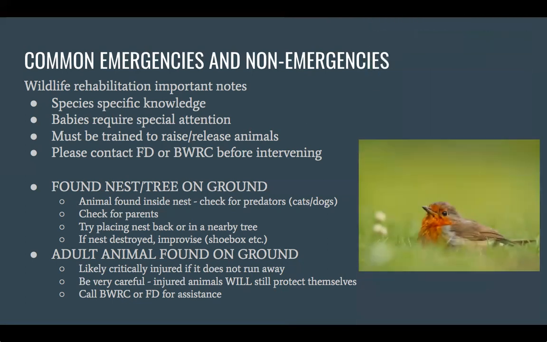In case you find an adult animal on the ground, either a bird or a mammal or a reptile, and it is not moving, it is likely that it is injured if it does not run away. So be very careful, because injured animals will still protect themselves. You could call the BWRC or Forestry Department for assistance when situations like this come up.